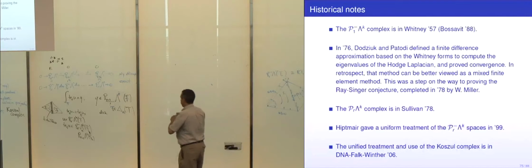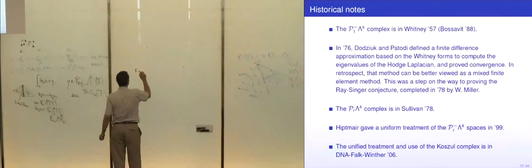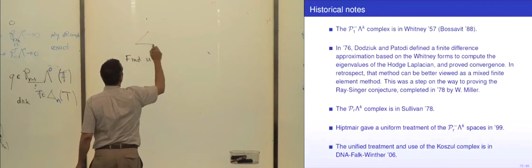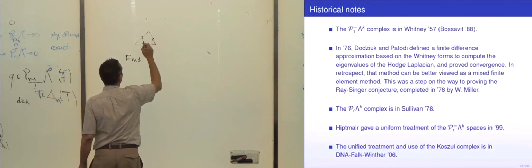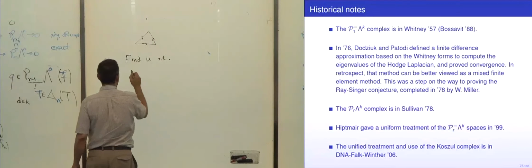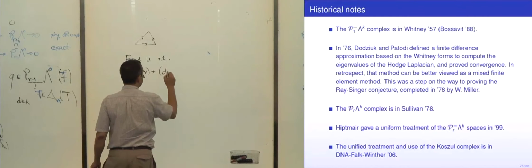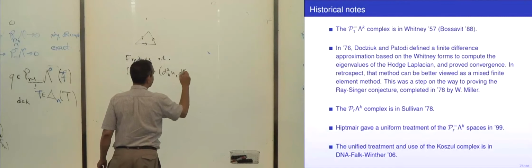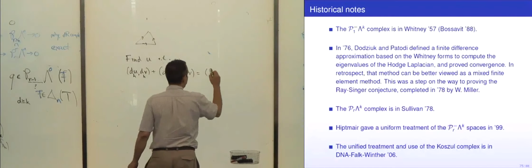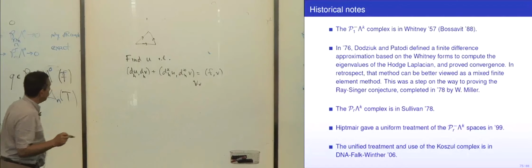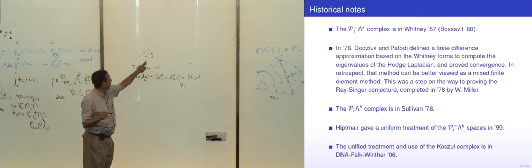And their method took this form: find u defined on, let's say if we're doing one-forms, defined on the edges, such that (d_h u, d_h v) plus (d*_h u, d*_h v) equals (f, v) for all v. But how do you define these d_h and d*_h if you have something on edges? So that's where they used Whitney.